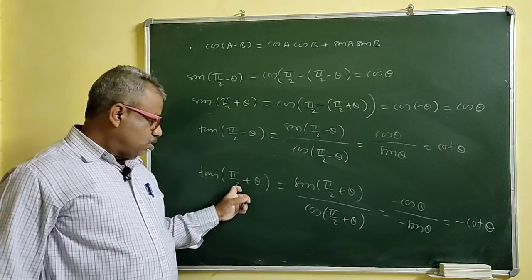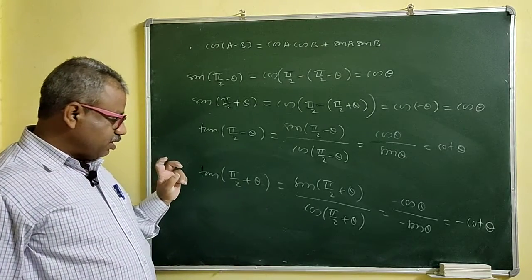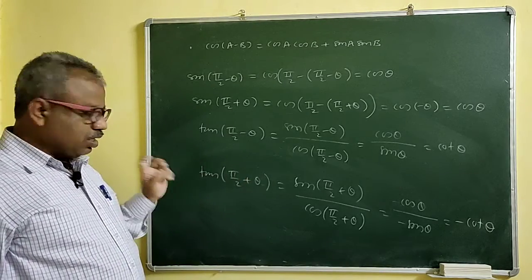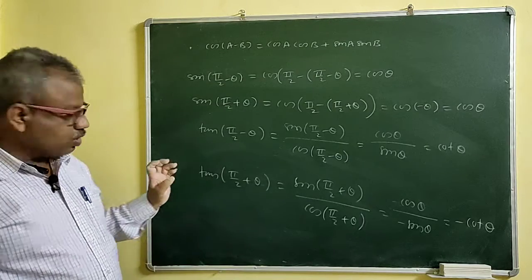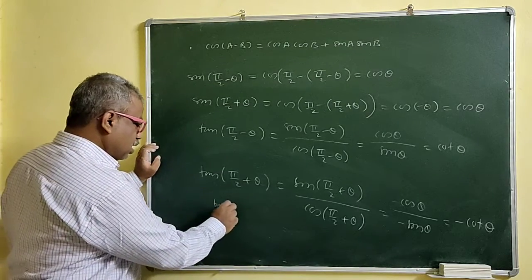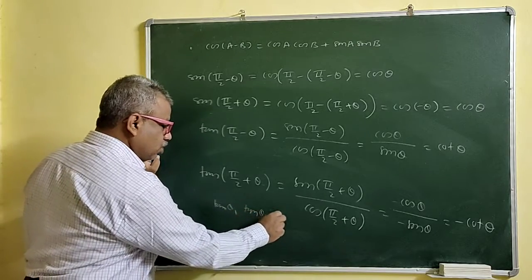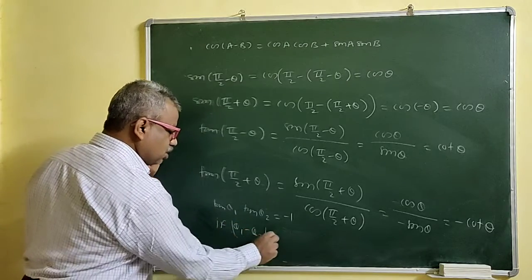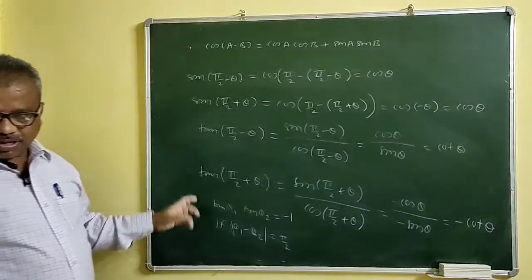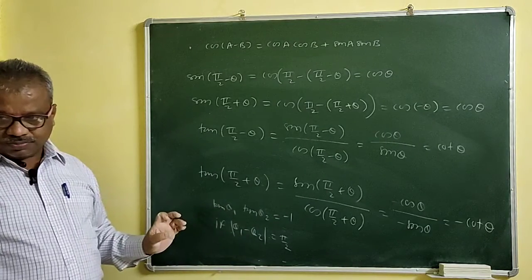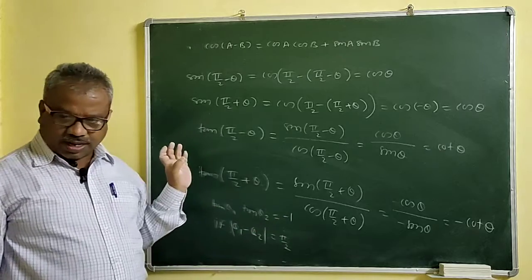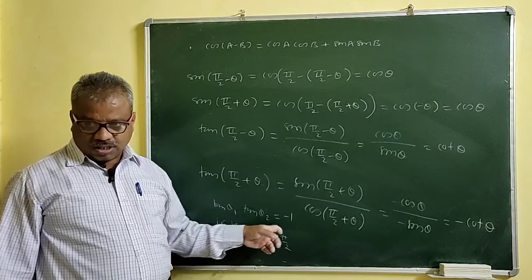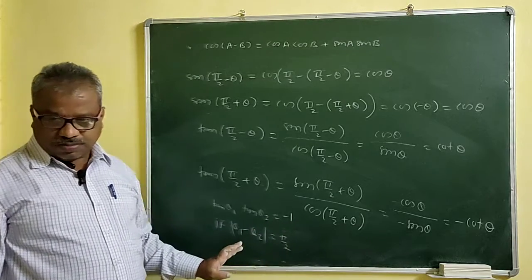So that means if the difference of the angles is pi/2, then the product will be minus 1. We may write tan theta 1 into tan theta 2 is equal to minus 1 if the modulus of theta 1 minus theta 2 is pi/2. If the difference is pi/2, this will be minus 1. If the sum is pi/2, then it will be plus 1. If the difference is minus pi/2, then the product is minus 1 now.